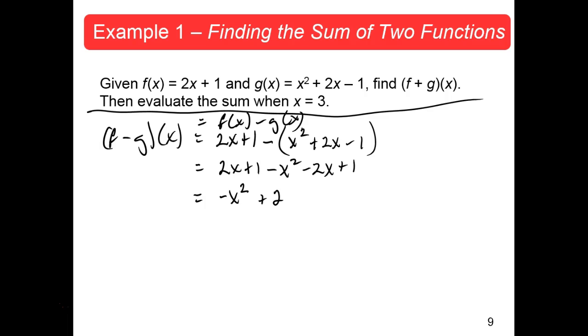What is f of x? 2x plus 1. Now, if you wanted to, you could put that one in parentheses too. It's not going to contribute anything, but you could. Then you put your minus sign. Then you put g of x. This one is important to put in parentheses, because the minus in front, the subtraction, is going to change the signs of every term in there. So that's why I say it's a good idea to put the parentheses there.